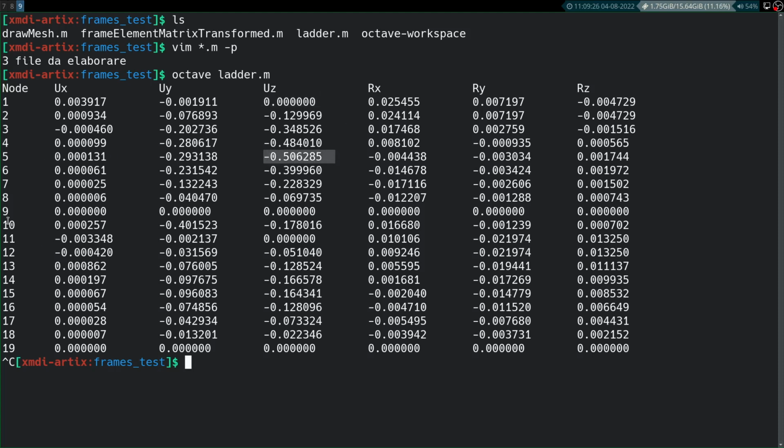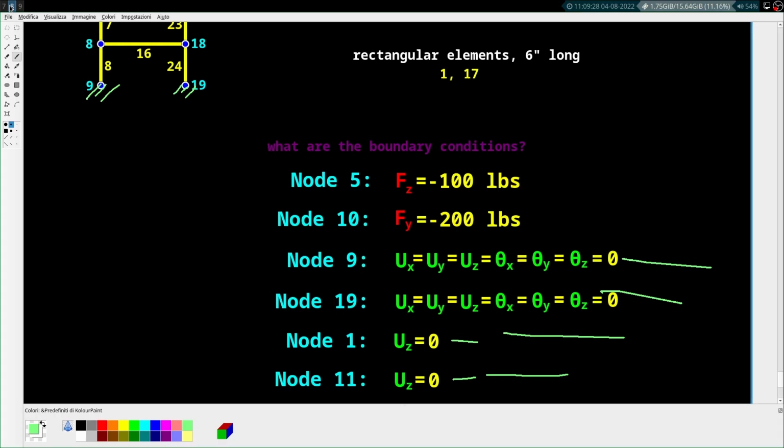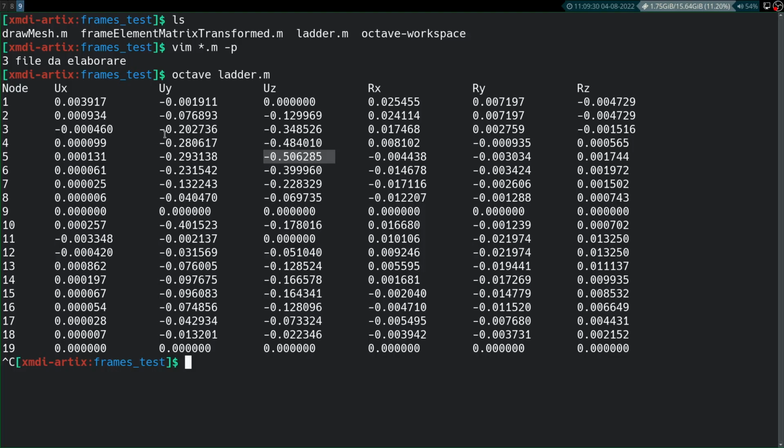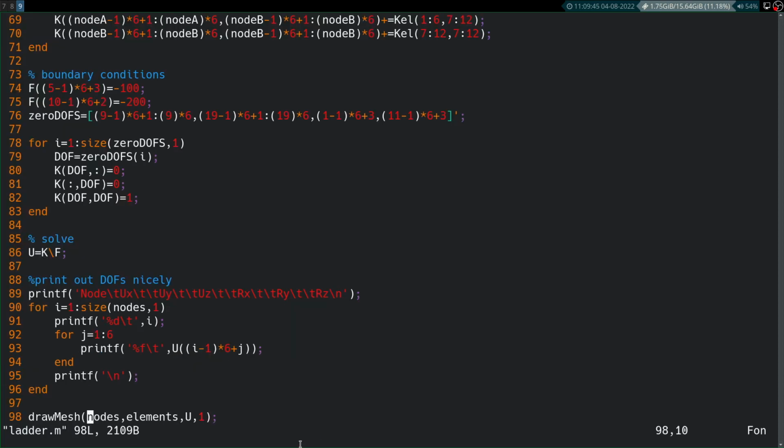And then at node 10, we're applying a y force. You can see that this is the y displacement at node 10. That's a pretty massive deflection. That's 0.4 inches downwards. But now let me actually go back into that ladder function, and let's change that factor from a 1 to a 50, just to get a better idea of what the displacement's actually doing.